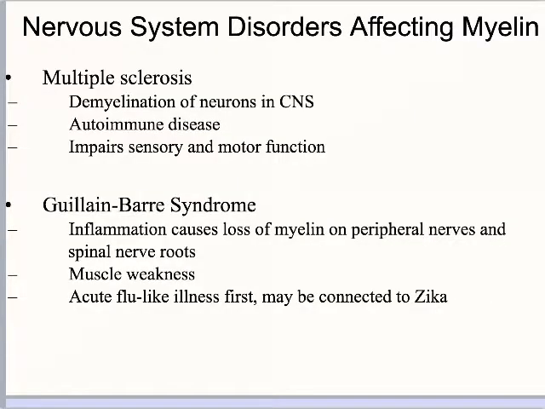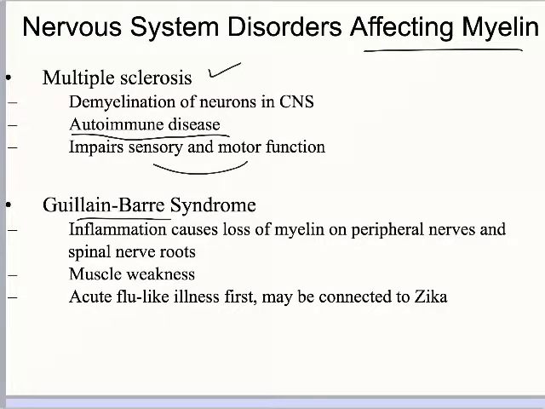Okay, so there are nervous system disorders that affect the myelin sheath, and a big one is called multiple sclerosis, so MS. MS is an autoimmune disease, and what happens is the myelin gets attacked in the central nervous system. So it impairs sensory and motor function. There's a whole bunch of different types. That's just an example.